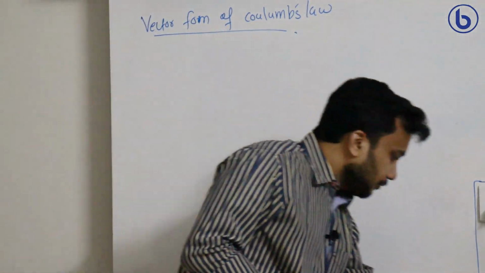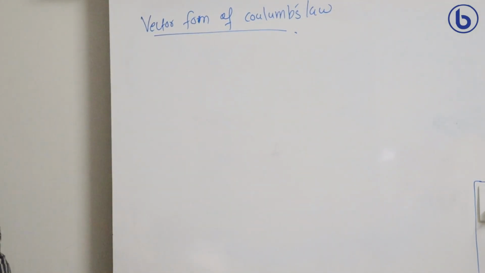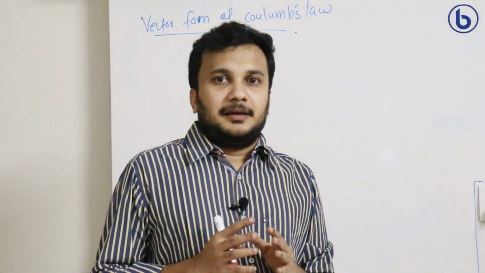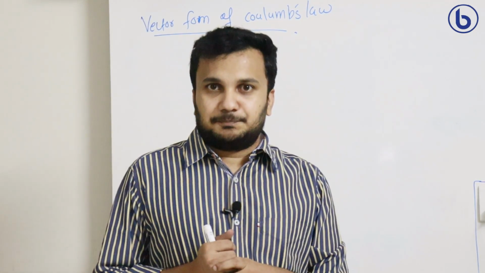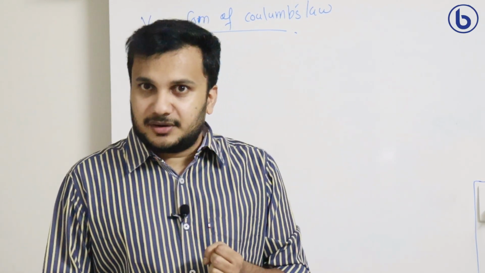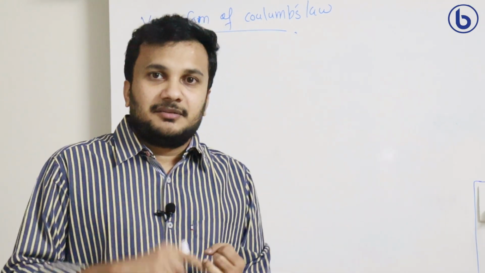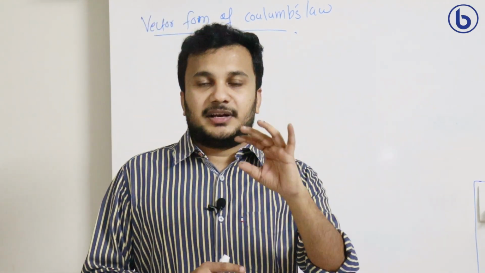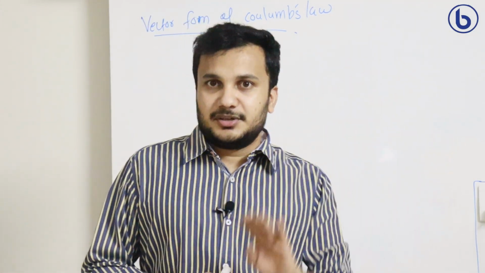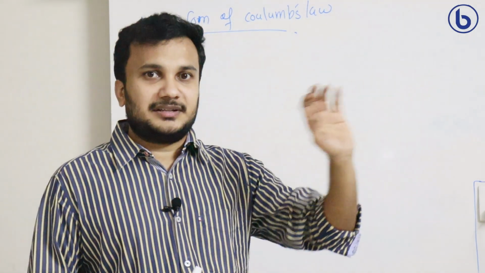The vector form of Coulomb's law indicates that force is a vector quantity. In first year you have learned there are two types of quantities: one is called scalar quantity, another is called vector quantity. What's the difference between them? A vector quantity means a quantity which has both direction and magnitude. For example, I am applying a force to close the door. Suppose I am closing the door like this, then you can say I am applying some force in this direction.